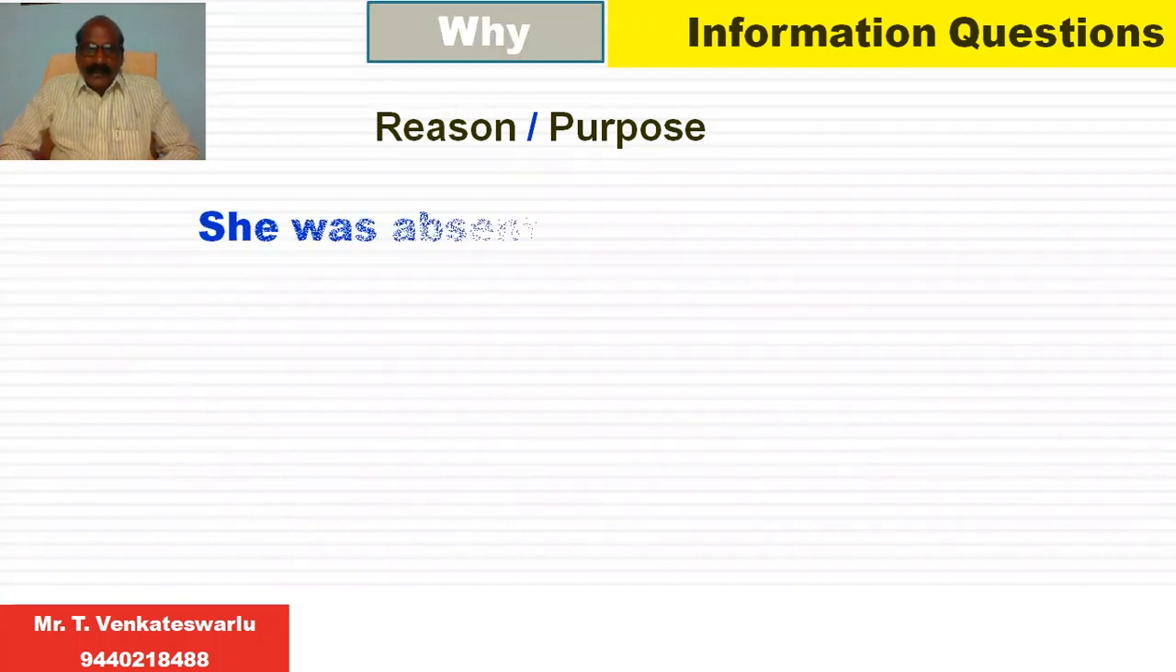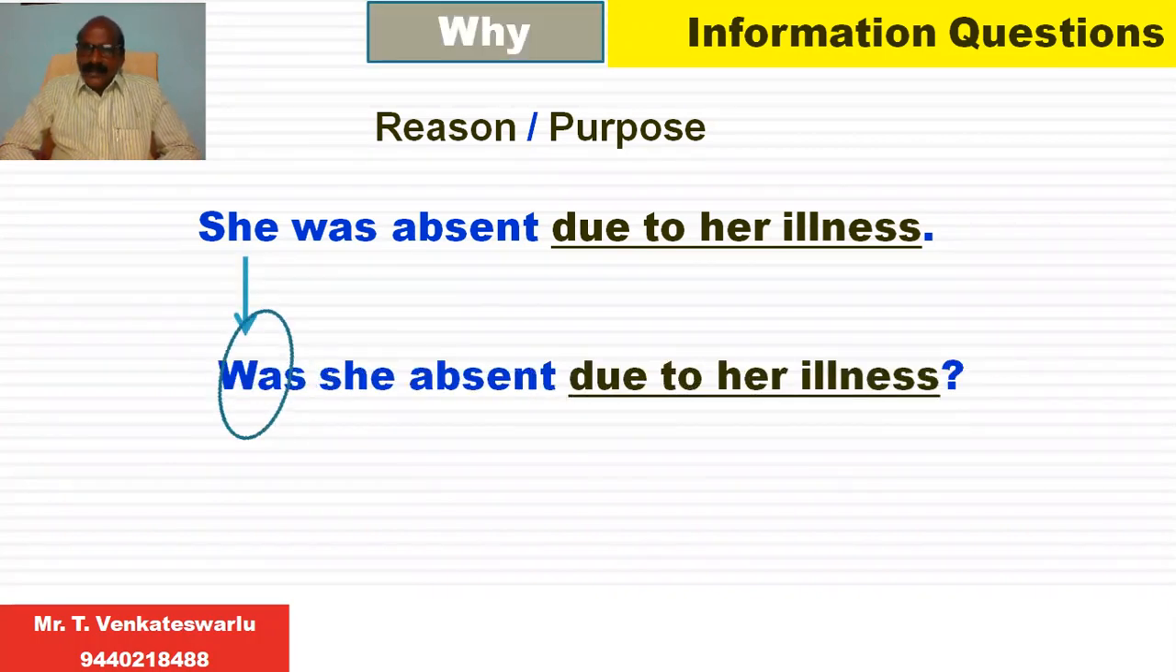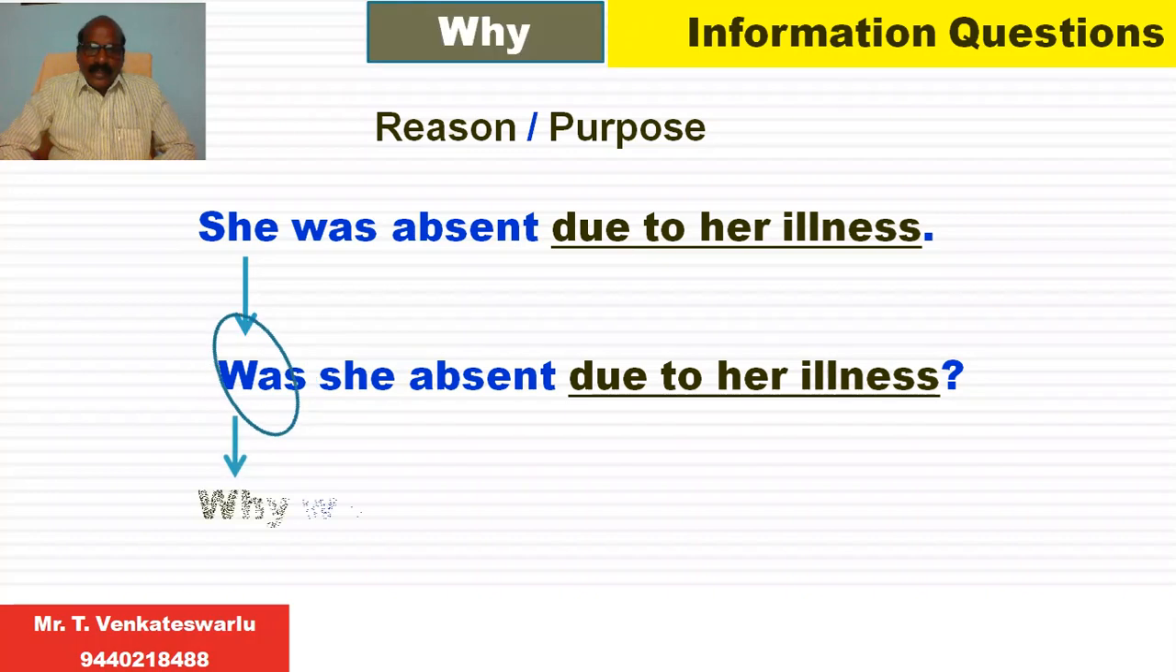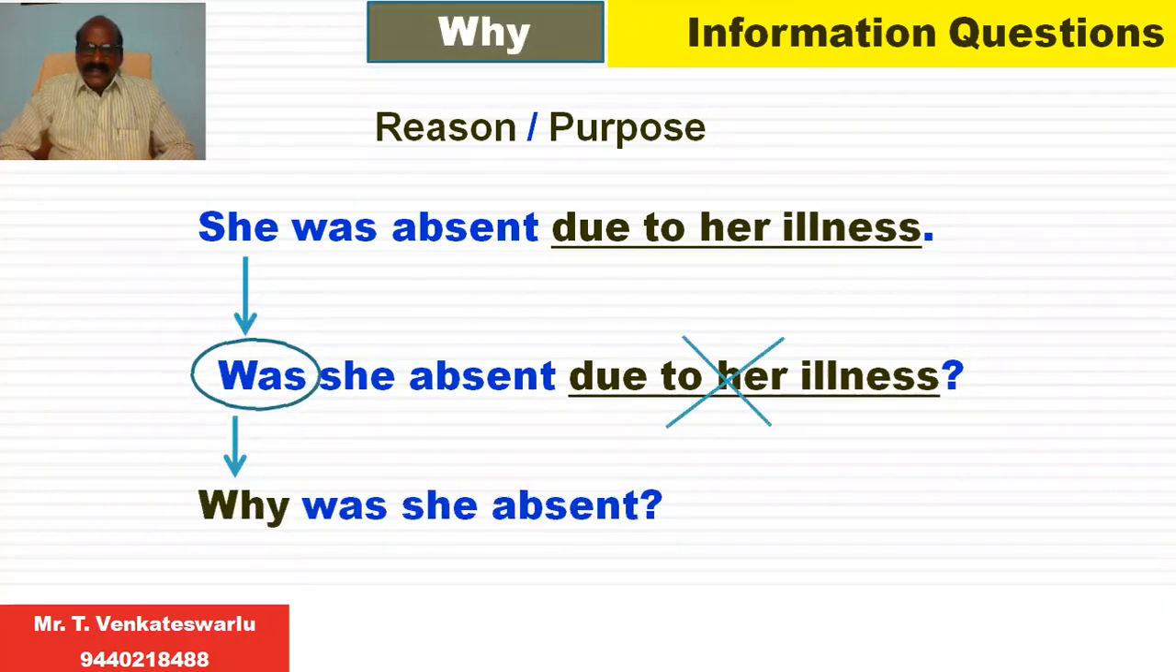And another example. She was absent due to her illness. First we should change it into a yes or no type question by inverting the subject and the verb. Was she absent due to her illness? And the underlined part is related to some reason. When we refer to certain reasons, we have to begin the question with why. Why was she absent? The underlined part is deleted.